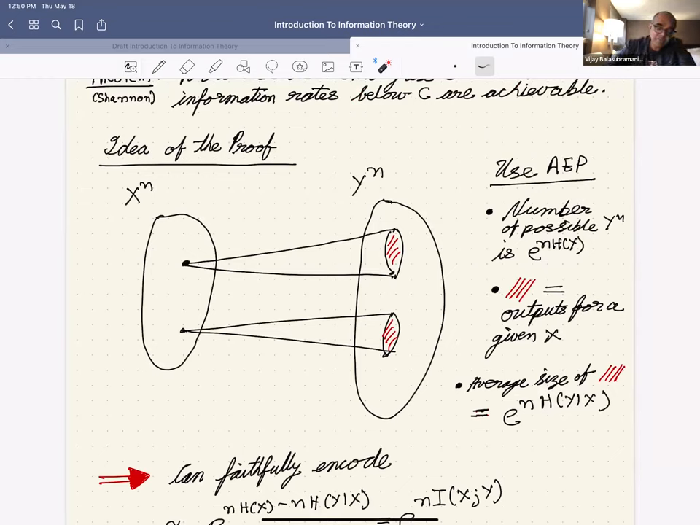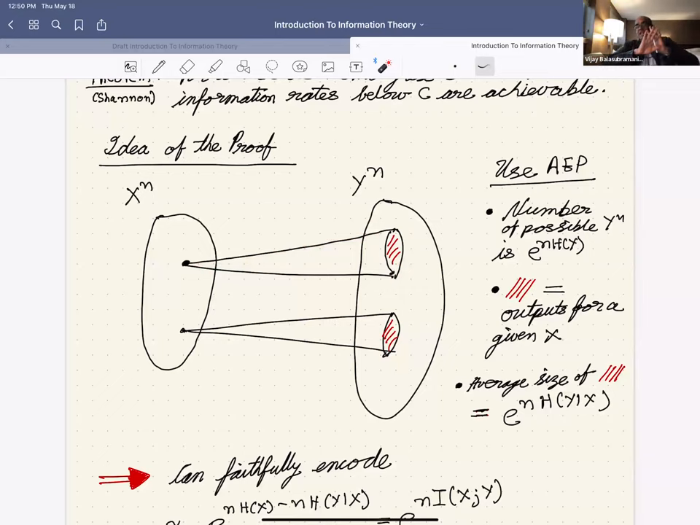So imagine you have these X's. This is the encoded signal. It's going to go through the channel, and when it comes out of the channel, it's going to come out as a Y. But because of the noise in the system, if I stick in a particular X, there's a whole bunch of different Ys that can appear. The transmission fuzzes the X and spreads it out in some way. Now I'm going to use the asymptotic equipartition property that we talked about.